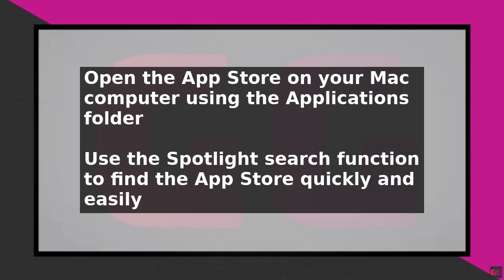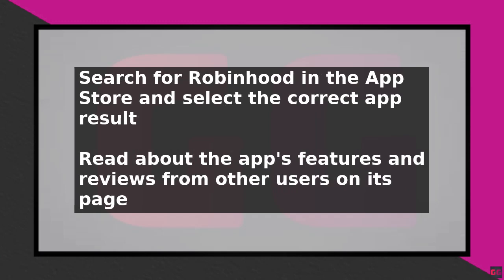This will take you to the app's page where you can read more about its features and reviews from other users. Next, click on the Get button to begin the download process. If you are not already signed in to the App Store, you will be prompted to sign in with your Apple ID and password. After signing in, the download will start automatically. You can track the progress of the download from the Purchased tab in the App Store. Once the download is complete, click on the Open button to launch the Robinhood app.